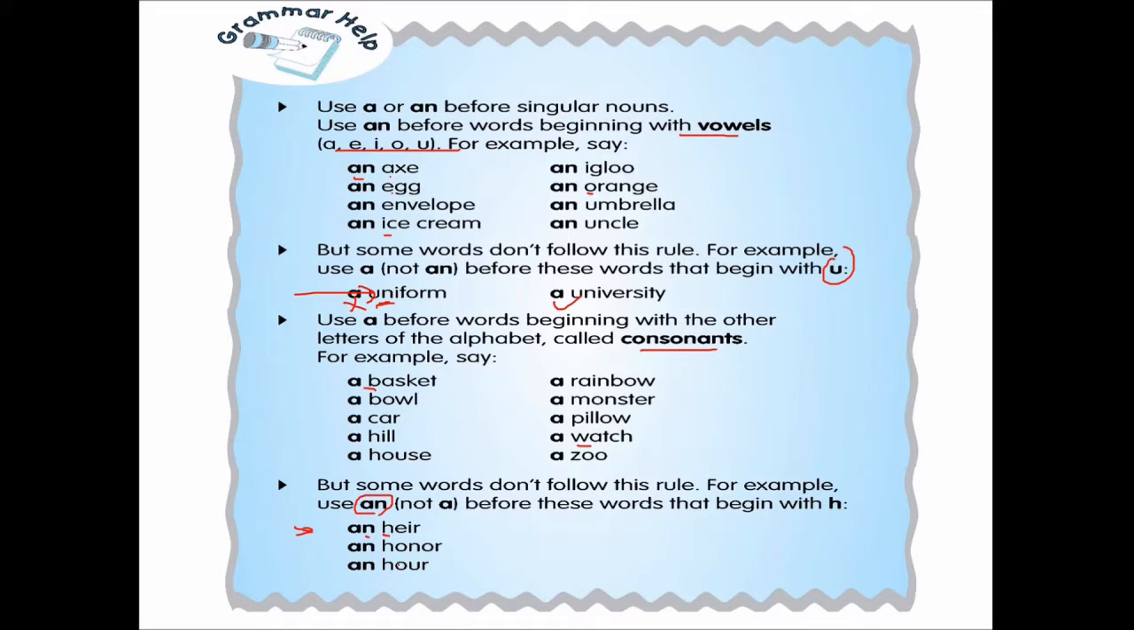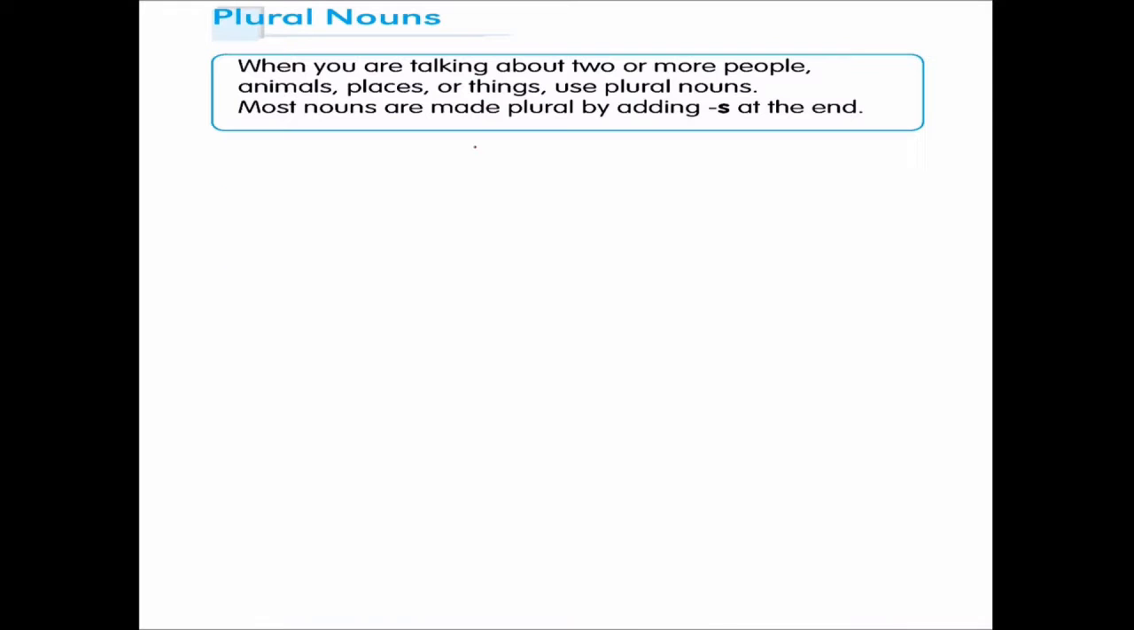Because this has H-E, and E is a vowel. H-O, O. That is, the second letter is what? If the second letter after H is a vowel, then we use not a, but an: an heir, an honor, an hour. And in this case, because U is followed by N, which is a consonant, that is why we use a university, a uniform. Here, an heir, an honor, an hour.